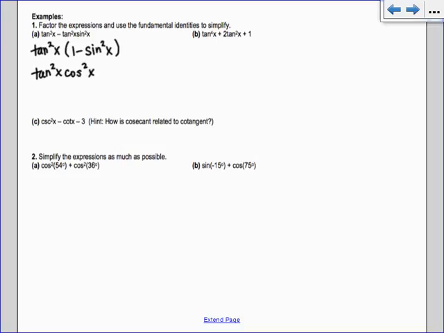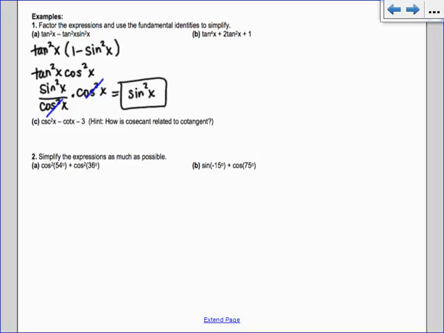Okay, and then tangent, in general, is sine over cosine, so I'm going to rewrite tangent squared as sine squared x over cosine squared x. And I'm multiplying by a cosine squared x. So I see my cosine squareds cancel, and I'm left with sine squared x. And that's as simplified as it can go.